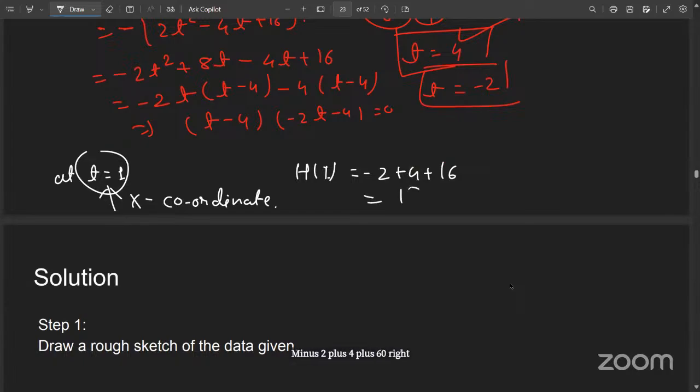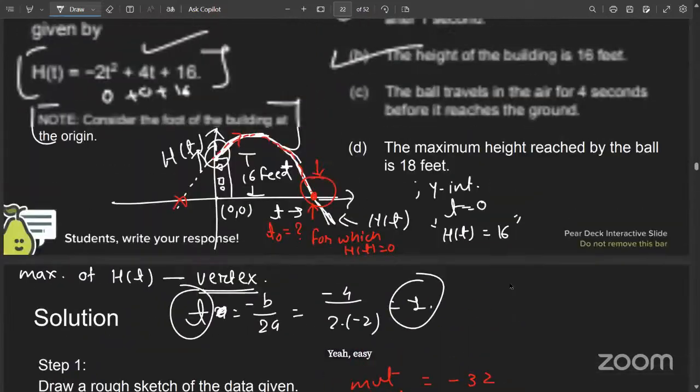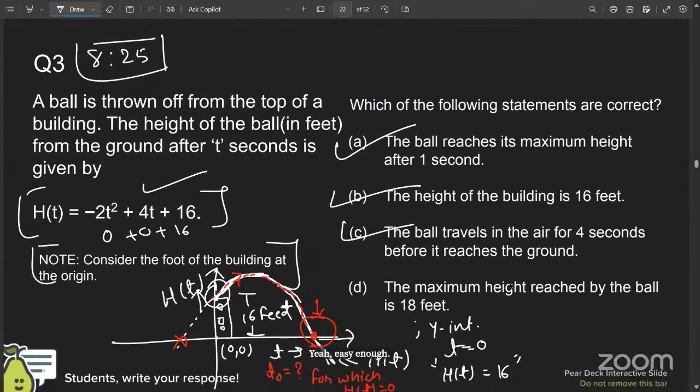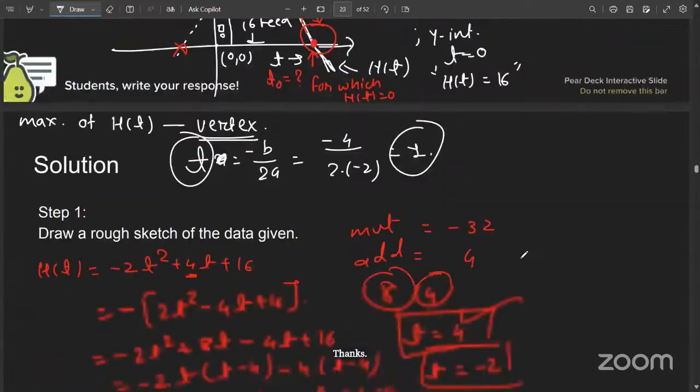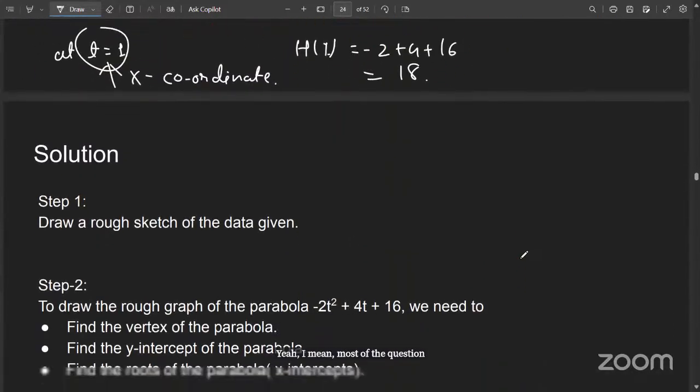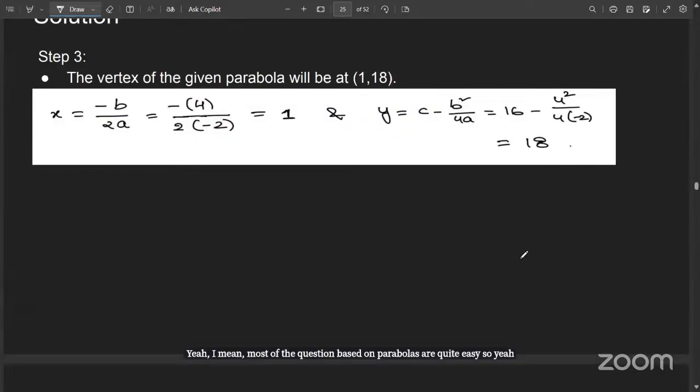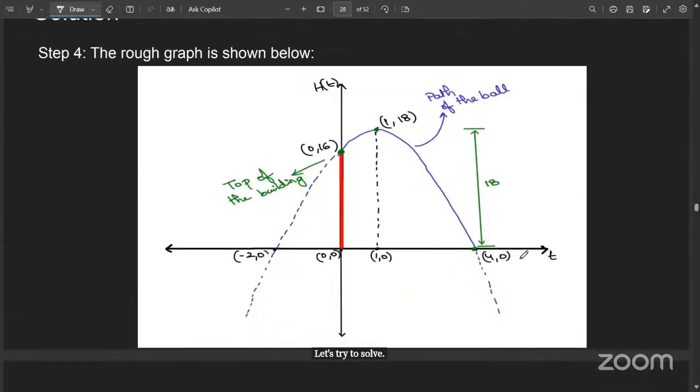And this is nothing but equal. It's easy then. Yeah, easy now. Any doubt? No, ma'am. Yes, most of the questions based on parabolas are quite easy. So yeah, let's try to solve.